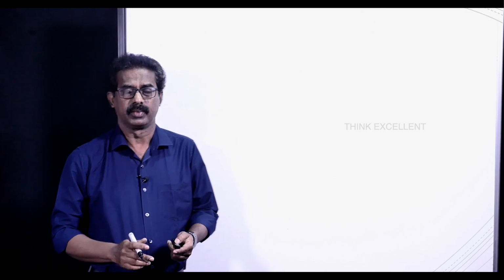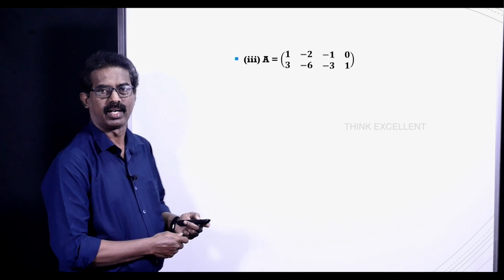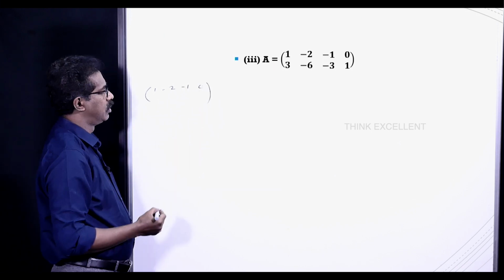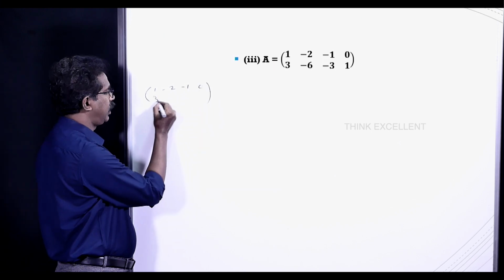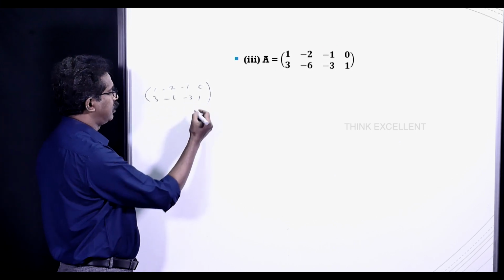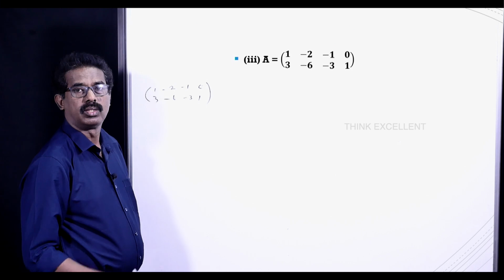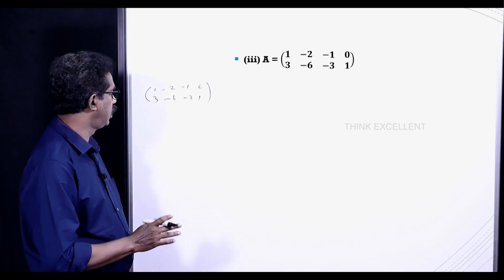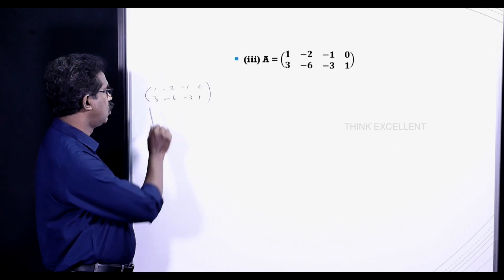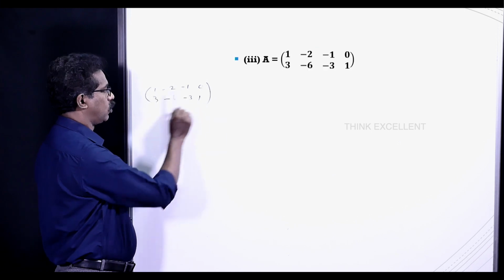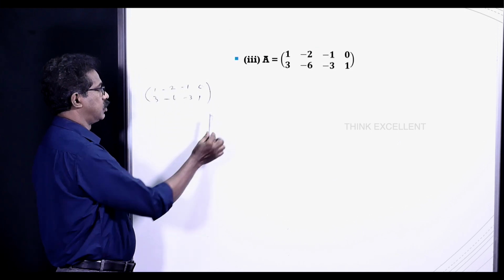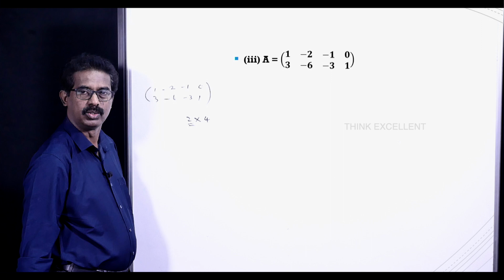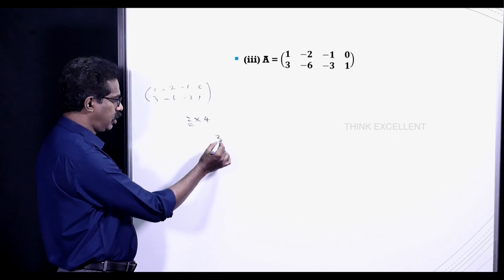Now we see another question, the same type, but different order. See, 1, minus 2, minus 1, 0 is the first row. And what's the second row? 3, minus 6, minus 3, 1. Right? 3, minus 6, minus 3, 1. So using the determinant method only, we already did 2 sums. First you check the order. What is the order here? How many rows? First row, second row. There are 2 rows and 4 columns. Among that, which is the smaller number? 2. 2 is the smaller number, so the rank is either 2 or less than 2.